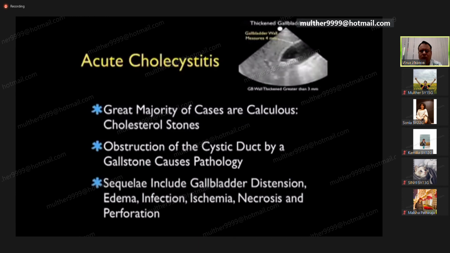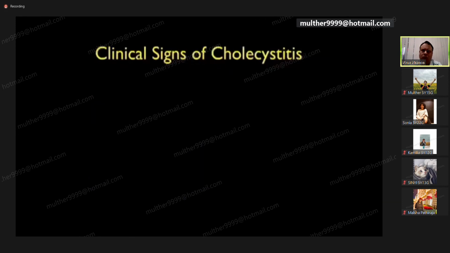Acute cholecystitis is usually caused by obstruction of the cystic duct by a gallstone resulting in pathology, and the list of sequelae include gallbladder distension, gallbladder edema, infection or acute cholecystitis, ischemia of the gallbladder wall resulting in necrosis and perforation of the actual gallbladder.